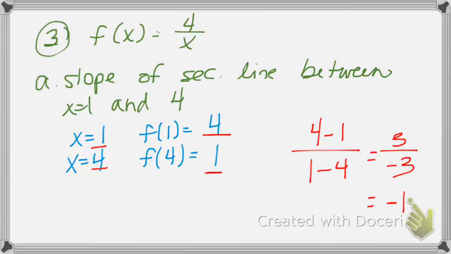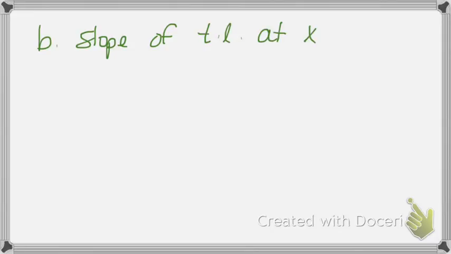Now, if I graphed 4 over x, you want to get a graph that looks like this. And 1 and 4 are over here. If I connected those with a line, I would get a negative slope, so that makes sense that I got negative here. Well, let's say I wanted to find the b part, the slope of the tangent line, at x equals 2.